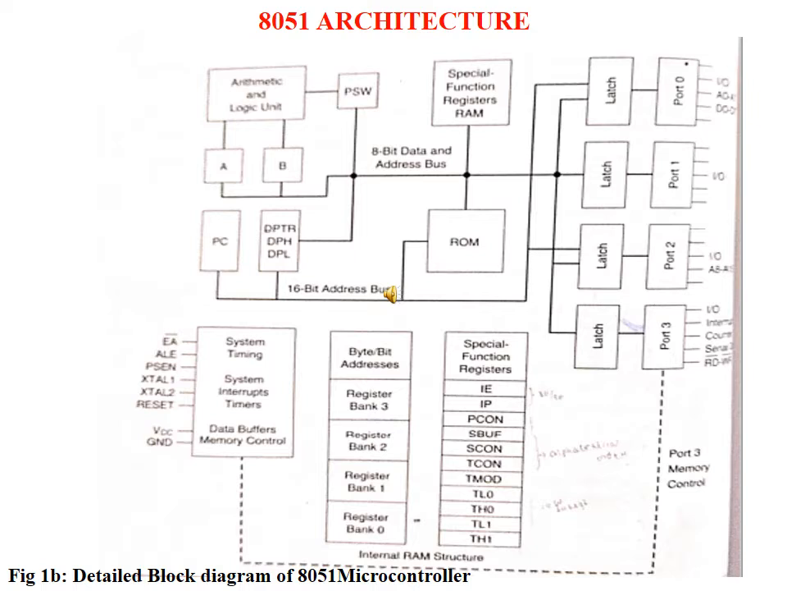Next is the detailed block diagram of the 8051 microcontroller. We have already seen the block diagram of the 8051 microcontroller, and this is the detailed block diagram. Here, first we have the arithmetic and logical unit, the ALU. This ALU is 8 bits in size and it can perform arithmetic and logical operations on 8-bit data, like addition, subtraction, multiplication, logical AND, OR, XOR and rotate operations. All those operations are carried out using the ALU.